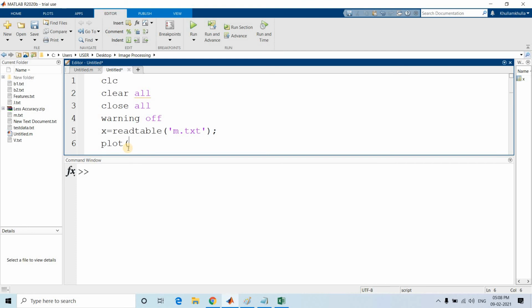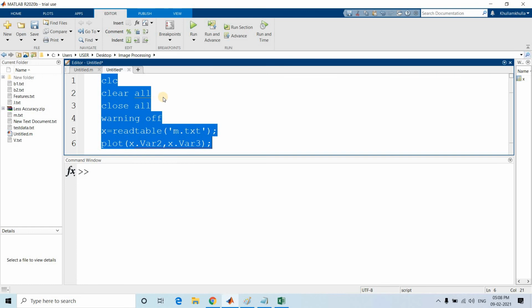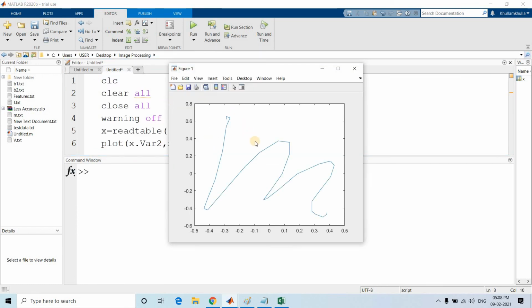Let me show you the particular alphabet. I'll be taking the x coordinate and y coordinate. So see, this is nothing but M, the English alphabet M, which is kind of tilted. Now let us try to understand what important feature we can extract.